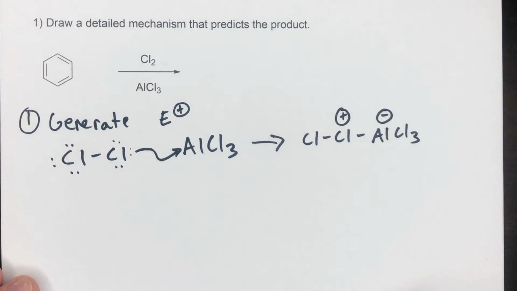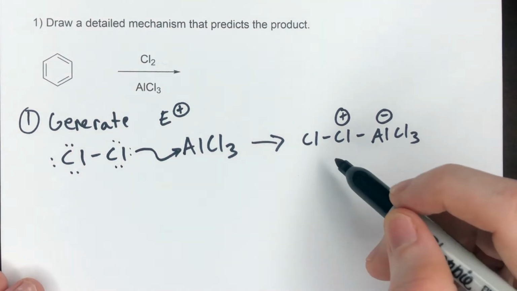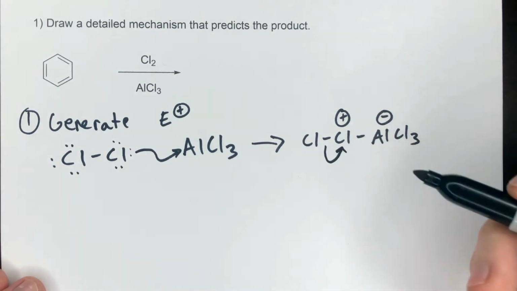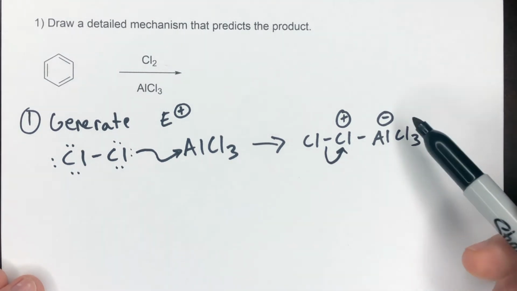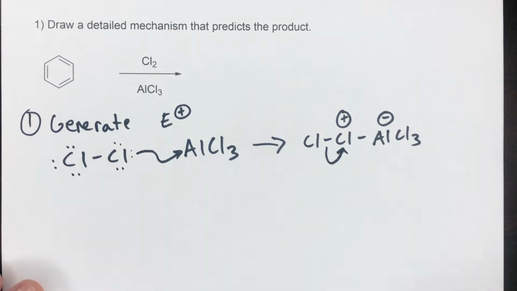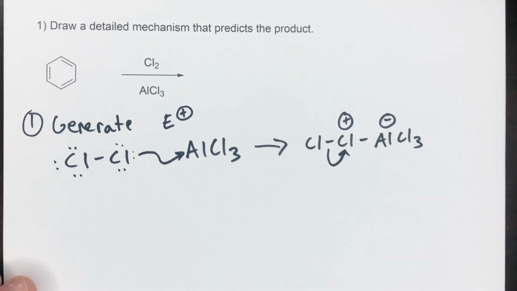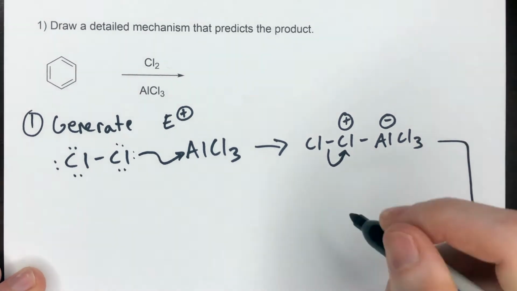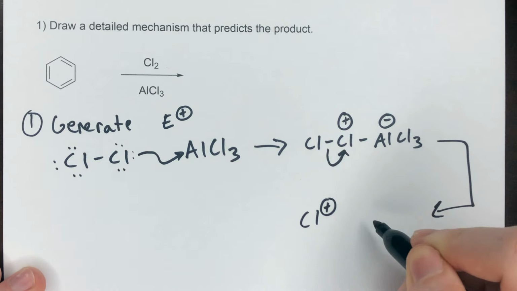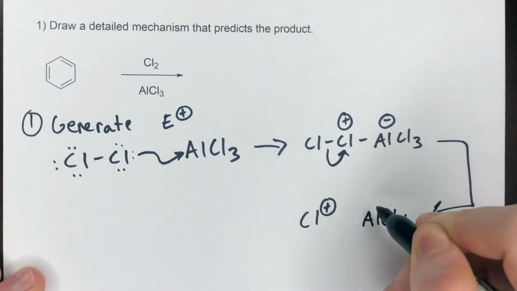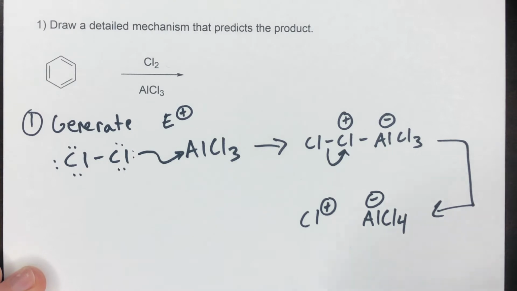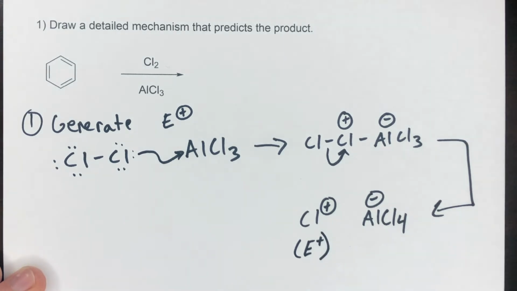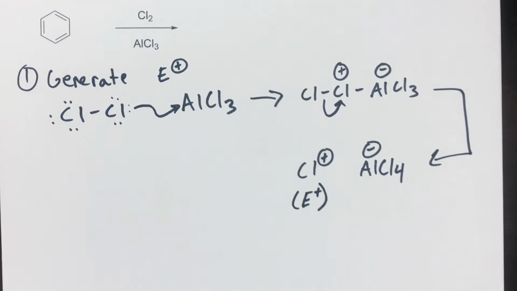Now, once this occurs, there is a big driving force to stabilize this molecule. So what happens is this bond cleaves onto the chlorine, which will stabilize that charge and split this into two molecules, which is entropically driven. Entropy favors more molecules. So what this does then is form Cl+ and aluminum tetrachloride, which has the negative charge still. Now, Cl+, this is our electrophile for our electrophilic aromatic substitution. So that is step 1 of our mechanism.